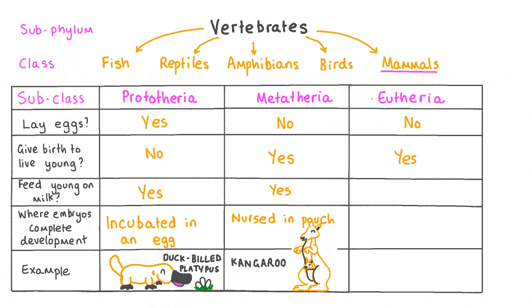Subclass Eutheria are similar in that they also give birth to live young instead of laying eggs, and their young are also fed milk. Unlike Metatherians, however, Eutherians, which account for most mammals, including carnivores, primates like humans, and many others, complete their embryonic development inside the uterus in their mother's body, nourished by a structure called a placenta, which attaches to the growing organism by an umbilical cord.